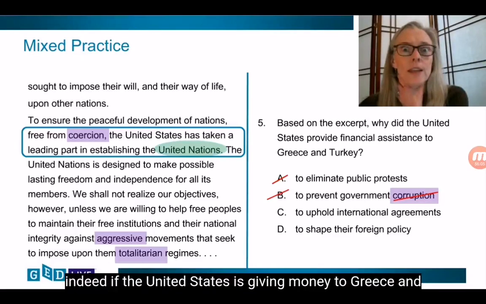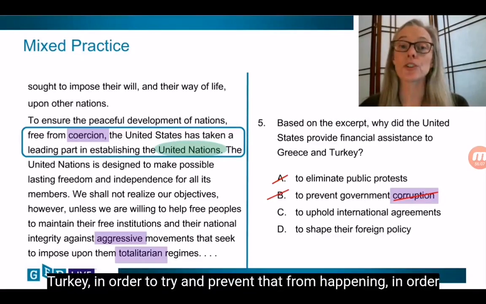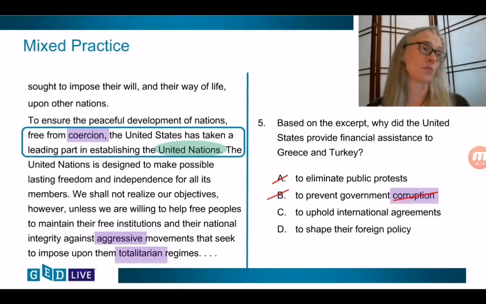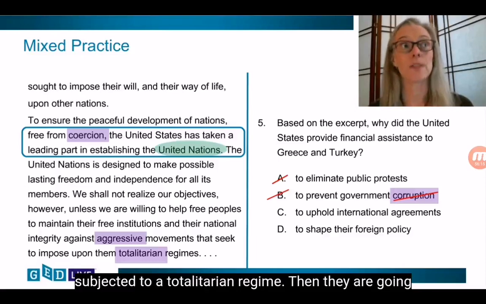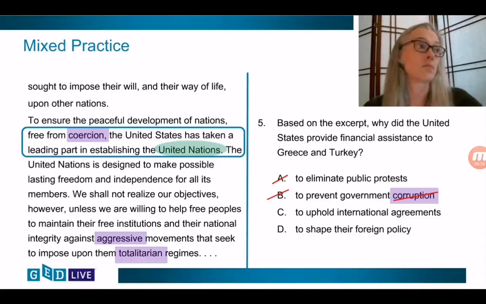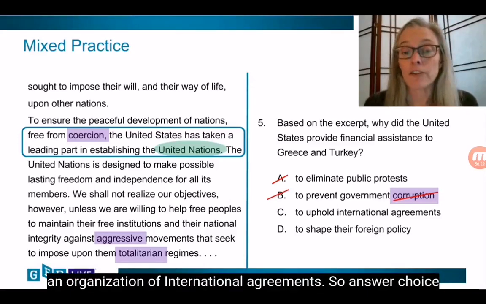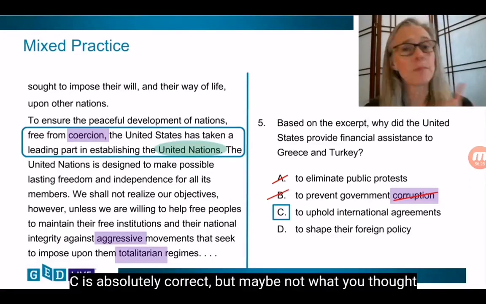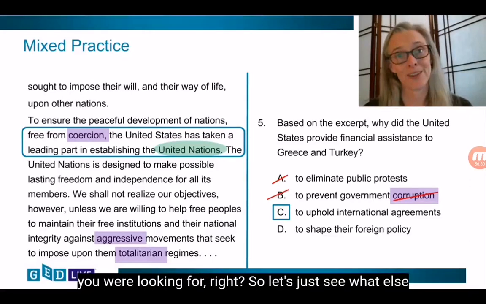So indeed, if the United States is giving money to Greece and Turkey in order to try and prevent those people from being coerced, from being subjected to a totalitarian regime, then they are going along with the United Nations, and the United Nations is an organization of international agreements. So answer choice C is absolutely correct, but maybe not what you thought you were looking for, right?